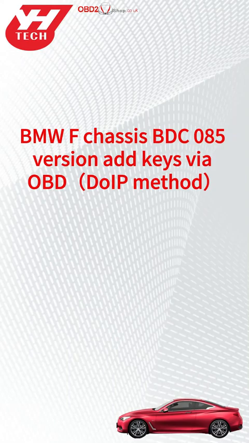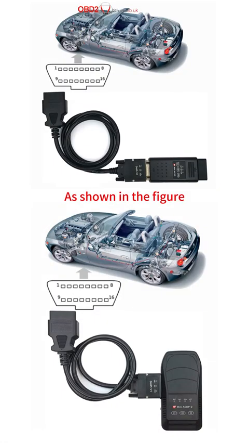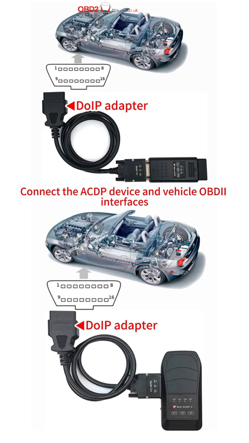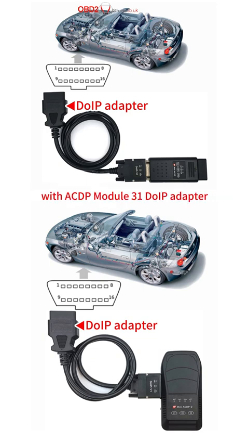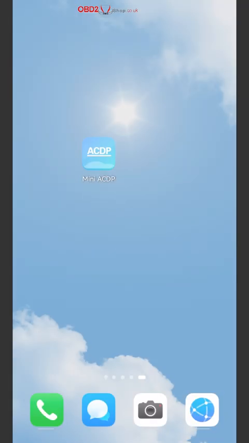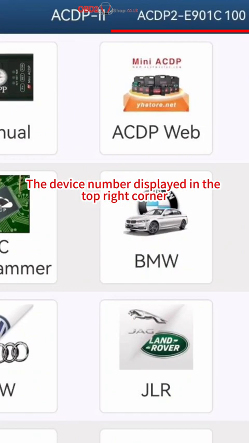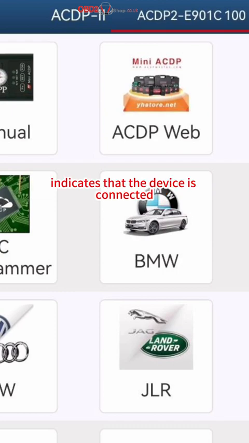This video shows how to add keys for BMW F Chassis BDC 085 version via DoIP OBD method. As shown in the figure, connect the ACDP device and vehicle OBD2 interfaces with ACDP module 31 DoIP adapter. Open ACDP app. The device number displayed in the top right corner indicates that the device is connected.